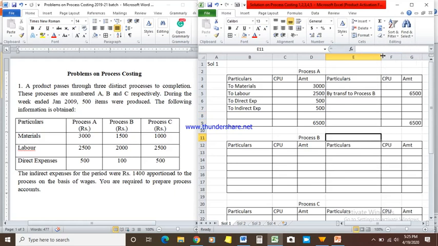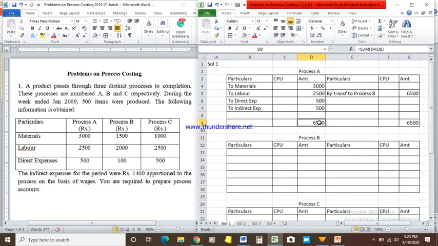So in this problem there is nothing called a normal loss or abnormal loss. We don't have anything of that kind. So the entire amount we have incurred in process A is transferred to process B. Now on the debit side of process B, we have to say to process A, that is 6500.